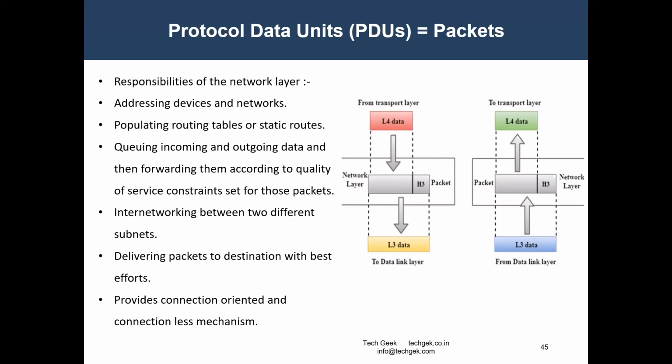Let me ask you one simple question here. Let's imagine that there are two users. One user is on YouTube doing live streaming. The other person is sending an email. According to the network layer, which user has more priority? The person who is sending an email or the person who is on YouTube doing the live stream?